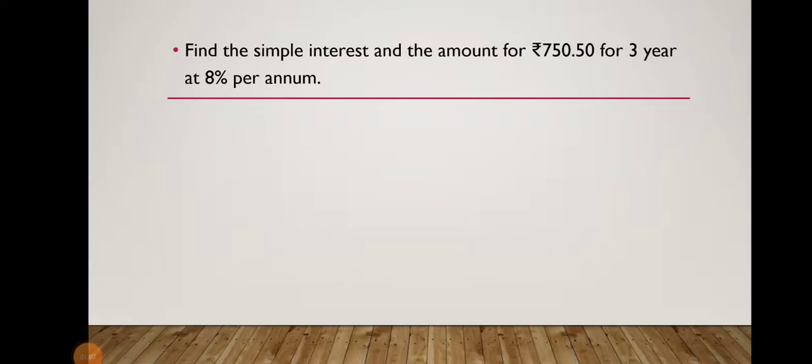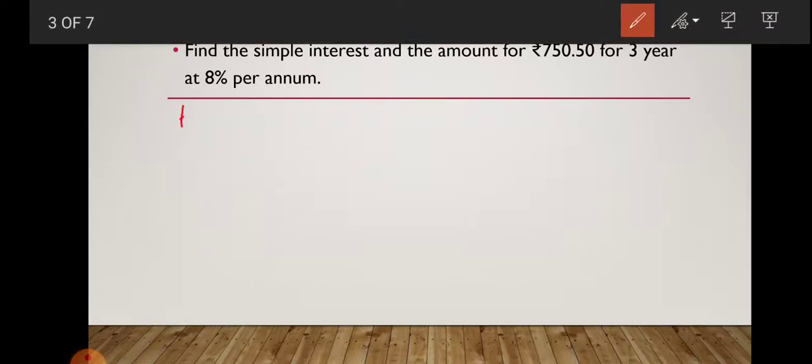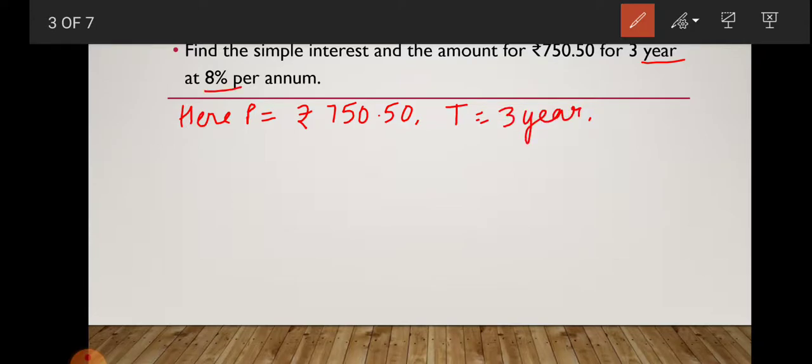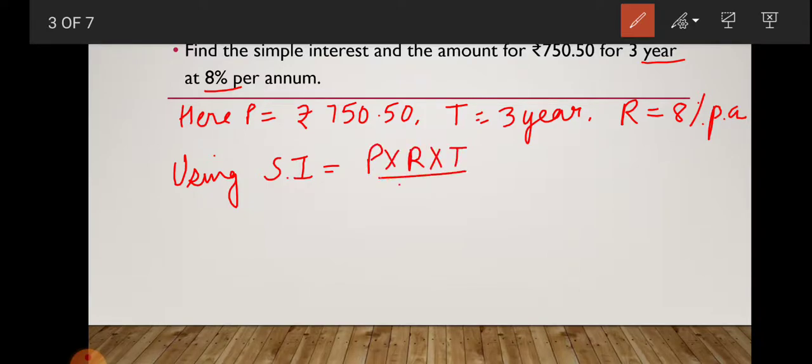Find the simple interest and amount for rupees 750.50 for 3 years at 8% per annum. Here P is equal to rupees 750.50. Time is equal to 3 years and rate is equal to 8% per annum. So using the formula, simple interest is equal to P into R into T divided by 100.